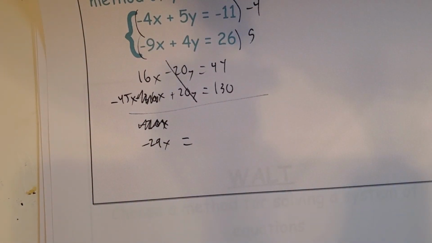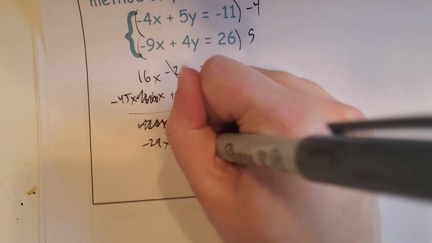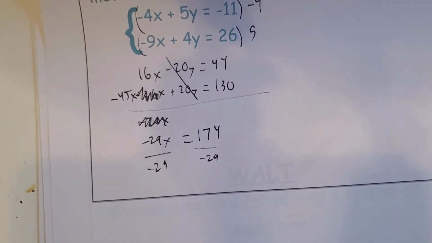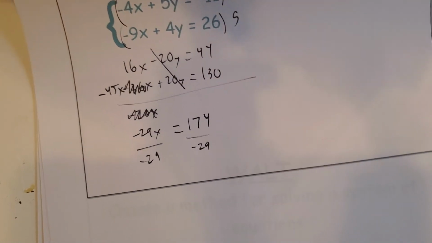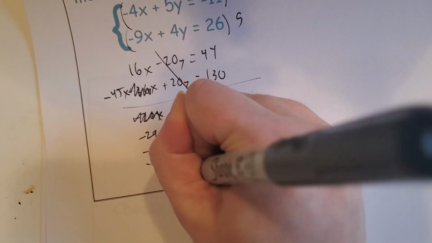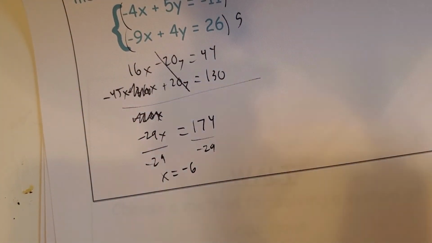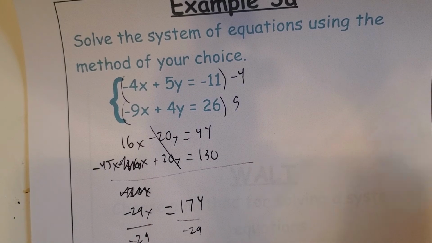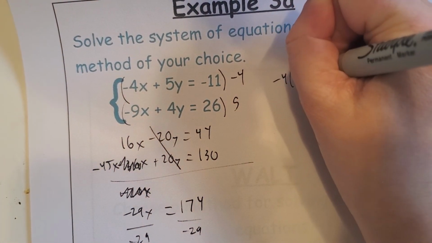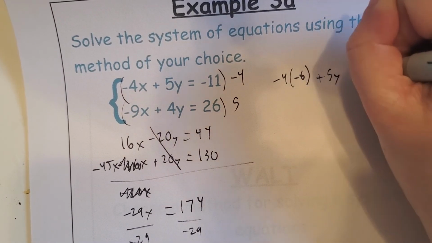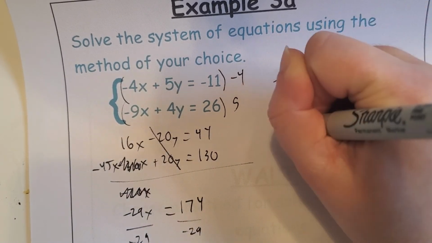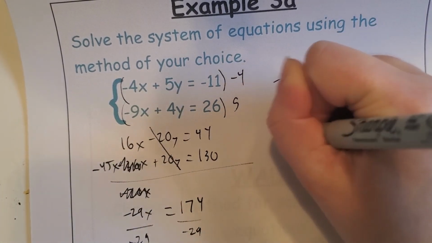And then 44 plus 130 is 174. So when you divide by negative 29, definitely use your calculator for all this. I am. That gets us negative 6. And then we're going to plug that in again. So let's see. These numbers for the first one are slightly smaller, so we'll go with that. Negative 4 times negative 6 is 24. And make sure you plug into the original.